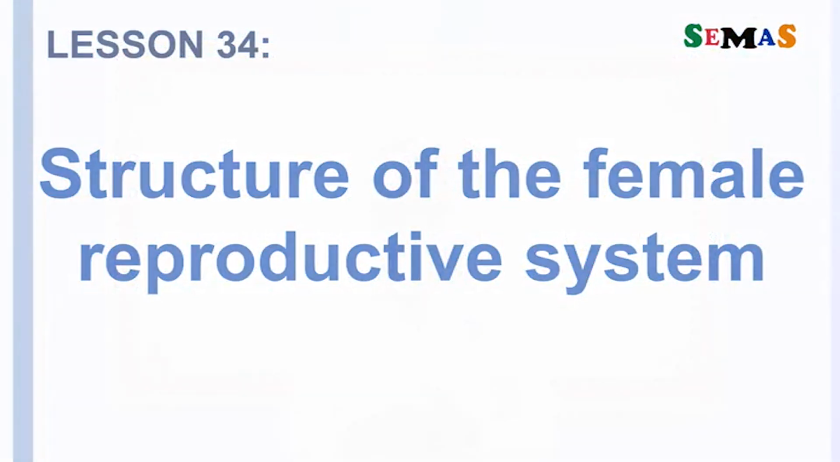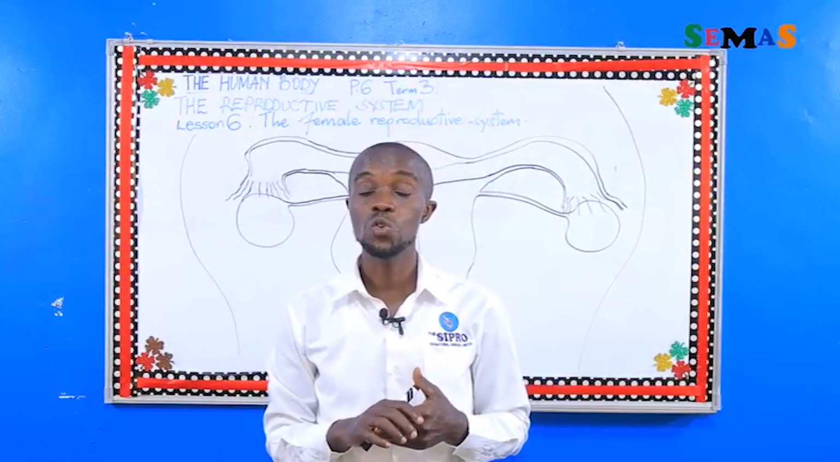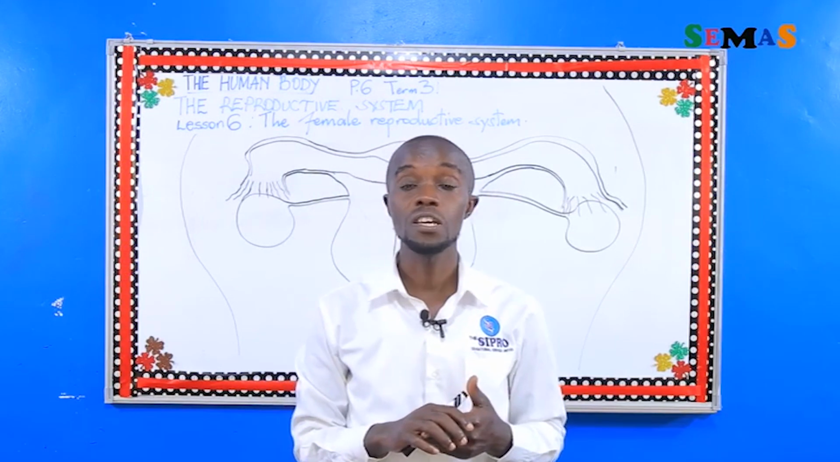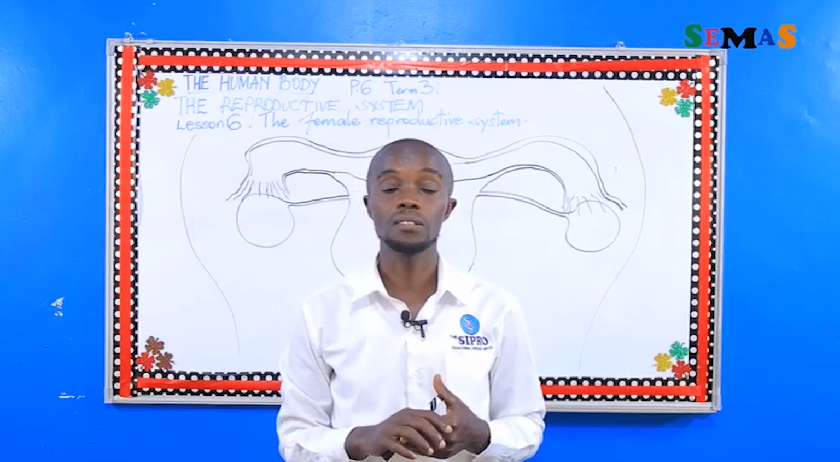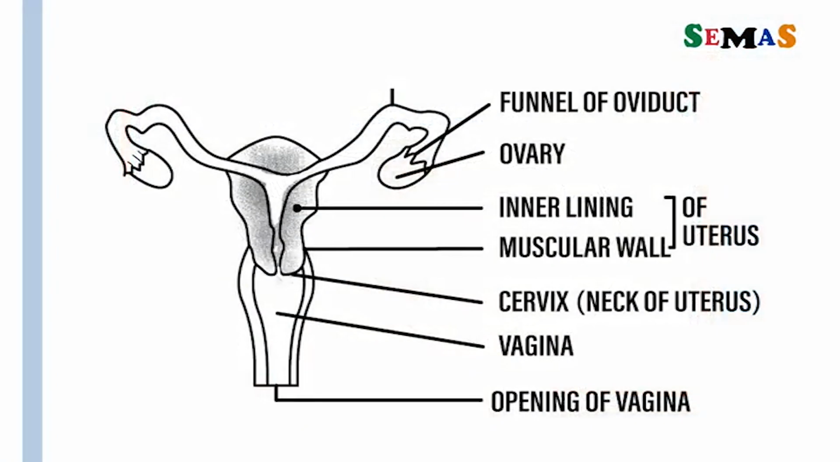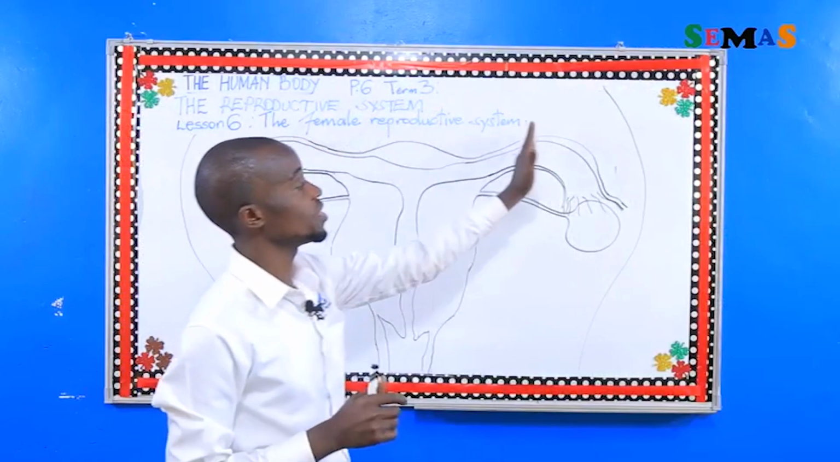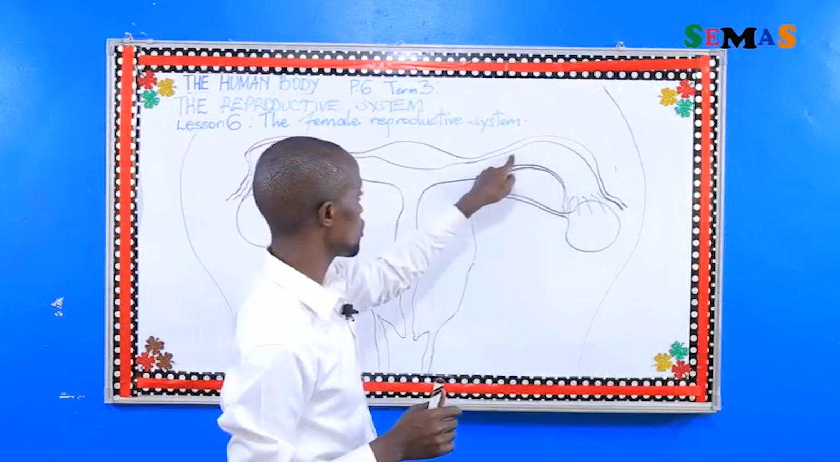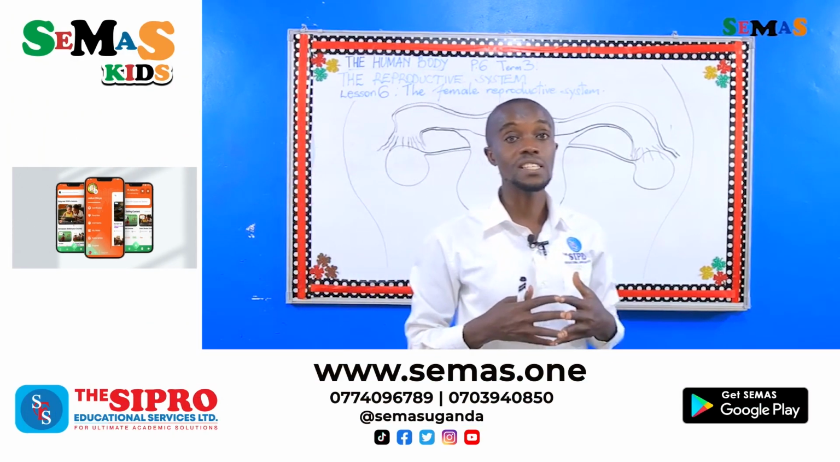When we talk about the female reproductive system, we mean that reproductive system that is able to help in the production of a baby on the female adolescent or the female human being. So the female reproductive system is made up of the following parts. One, we have the fallopian tube. Those fallopian tubes are two. We have one on one side and another on the other side. So this part is what we call the fallopian tube. We shall look at its use towards the end.